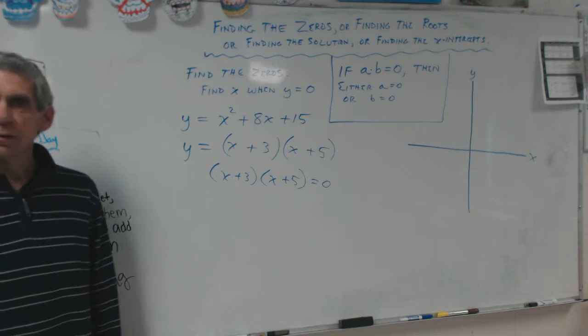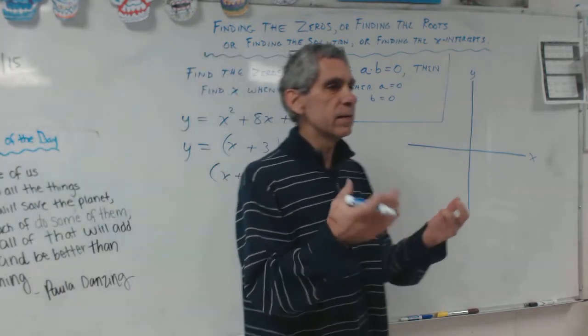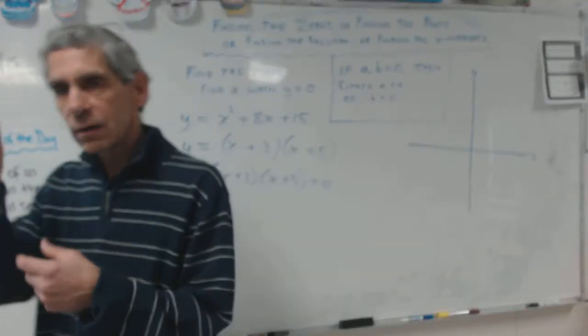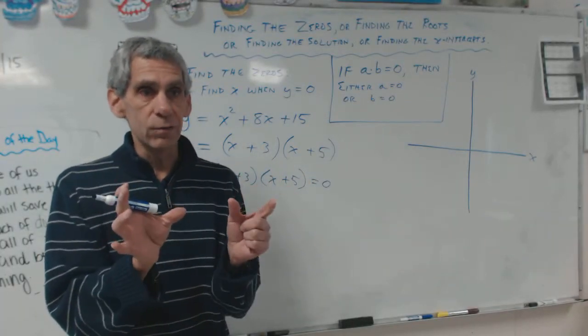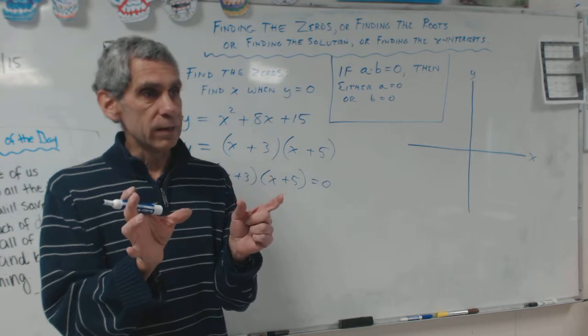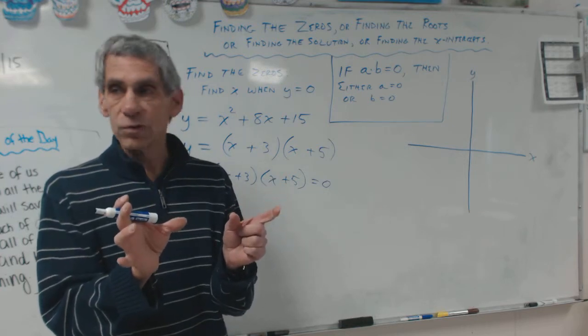Is that true? Yeah. I mean, really, can you think of any exception? Like, if one number times another number, neither is 0, can you get it to equal 0? Is there any way to get it to equal 0 if neither of the two numbers are 0?